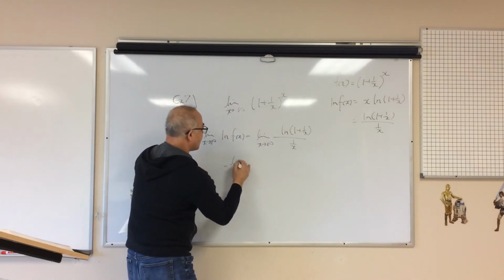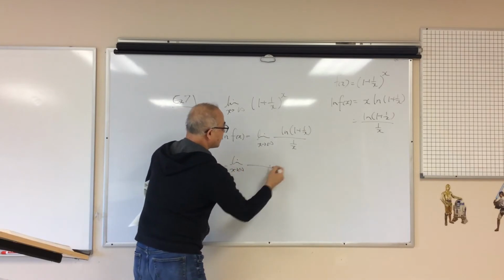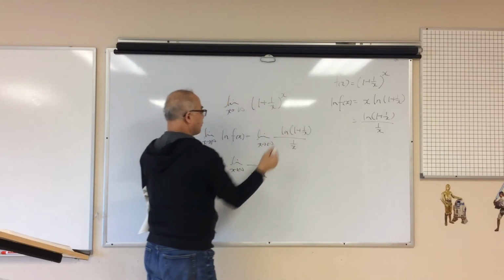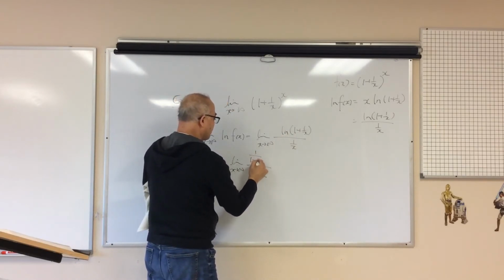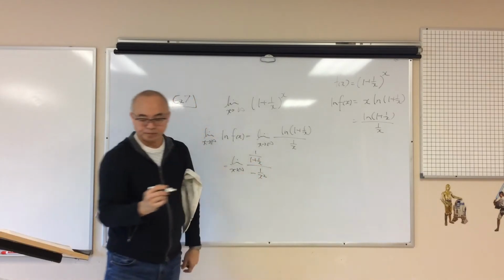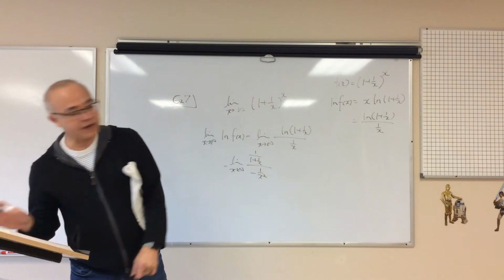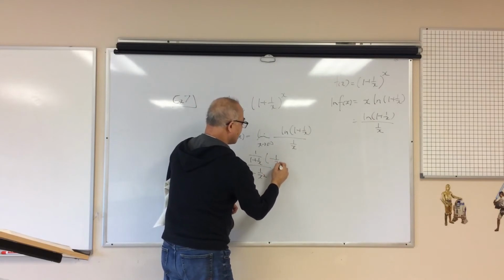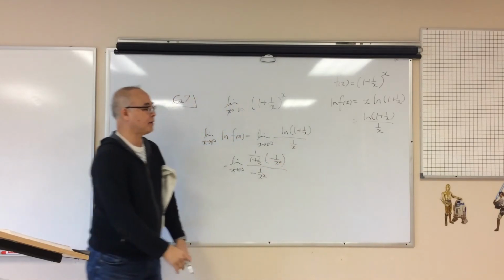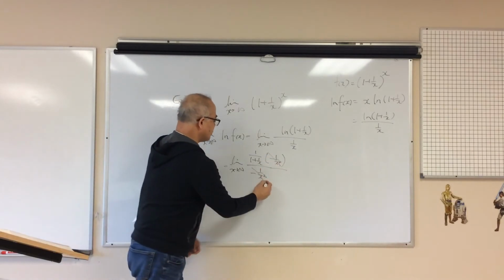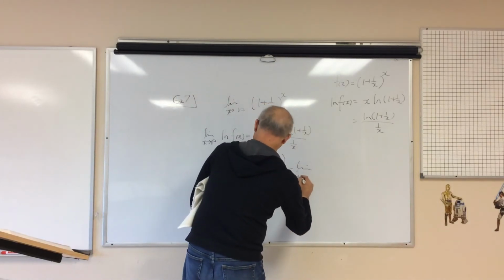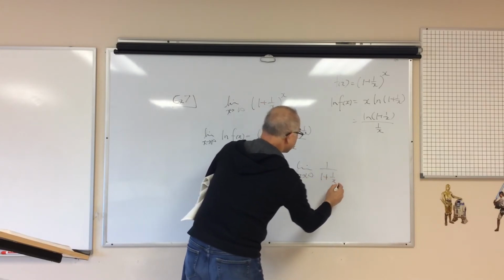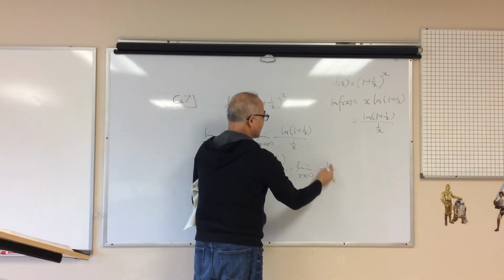I'm going to get the limit as x goes to infinity. If I take the derivative of this, I get 1 over x squared. I take the derivative of this, what do I get? I get 1 over 1 plus 1 over x. Then I have to do the chain rule, so I take the derivative of this guy. And that's what ends up happening, right? So these guys cancel out. I get, as x goes to infinity, 1 plus 1 over x. This guy goes to 0, I end up with 1 over 1.